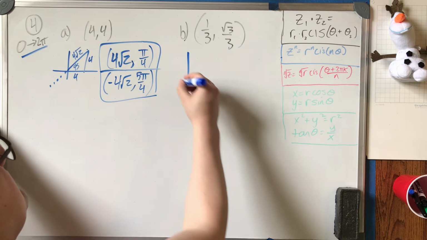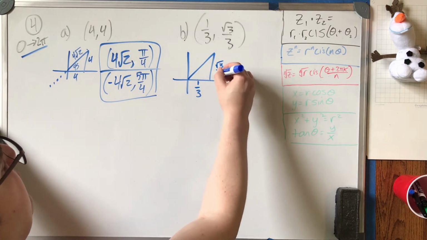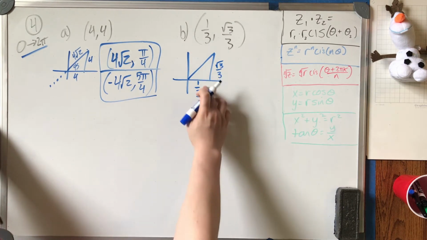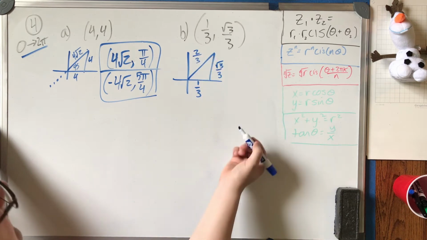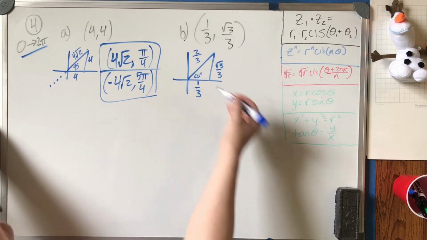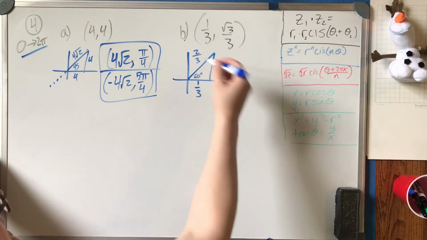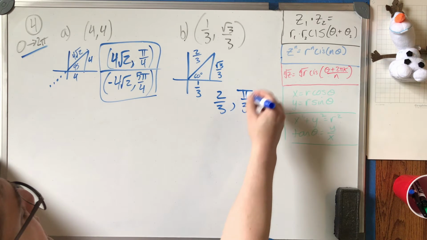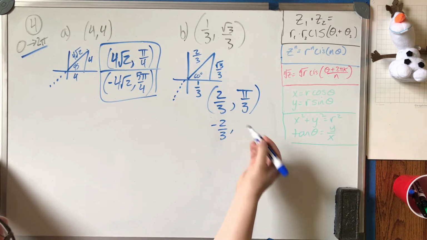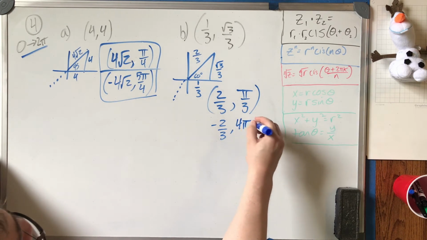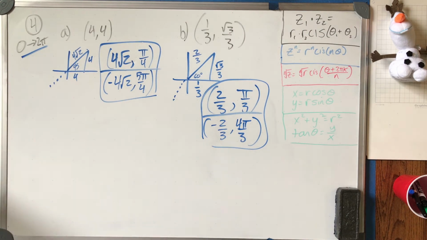Same idea with B. We'll just graph this real quick. So this one's a little bit trickier to recognize at first glance, but if we just ignore the over 3, we have a 1 and a square root of 3, so this is going to be 2. So then we have a 2 over 3, and that's going to be a 60. So we know our radius is going to be 2/3. Our angle is going to be 60, so that's pi over 3. We can also pick this angle down here with a negative radius, and so that's going to be 4 pi over 3. So these would be the two different points that work with that theta value.